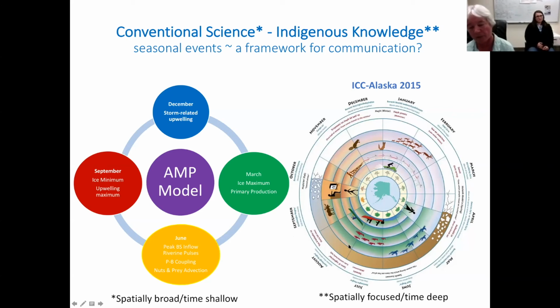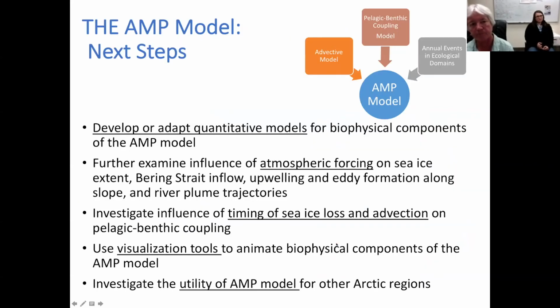What we're hoping the AMP model might do is provide a temporal frame to improve conversation between these two ways of understanding the system. So next steps, very quickly, you can read them there. We do need to move forward on developing or adapting quantitative models for these components of the AMP model. There's a lot of interest right now in looking at the atmospheric forcing aspects in terms of the pulsive nature of events in the system, and investigating the influence of the timing of sea ice loss, and I should also say thinning, as well as advection on the pelagic benthic coupling components.